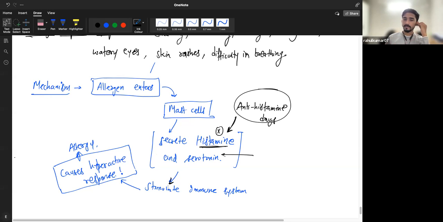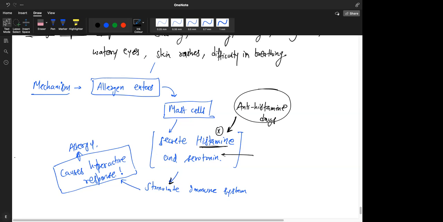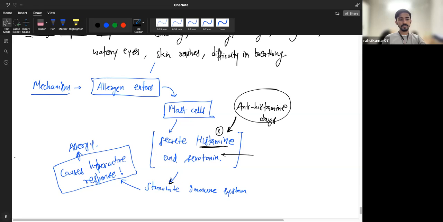Do you understand the mechanism, everyone? Allergy is clear to all of you. So now if anyone asks you anything on allergy, you will be able to answer, right? Which antibody is responsible, which cells are responsible, what chemicals are secreted, everything, right? What are the symptoms, what are the treatments?